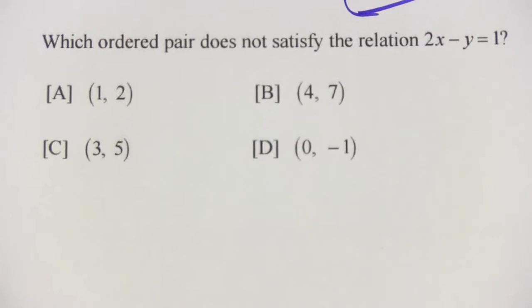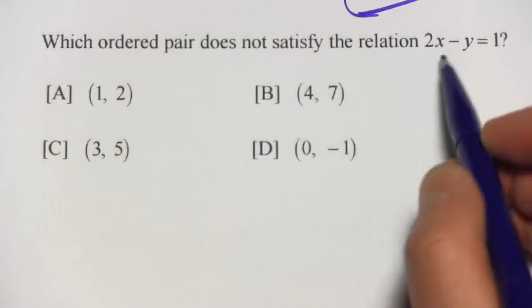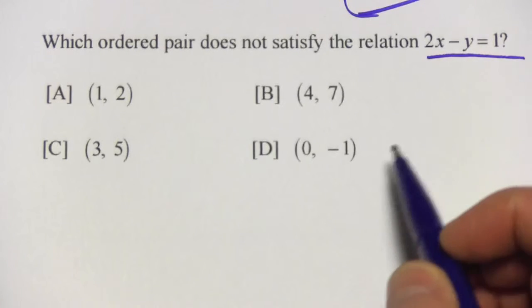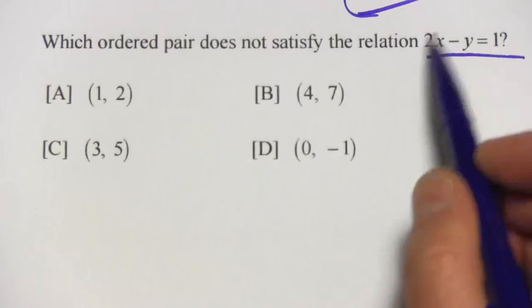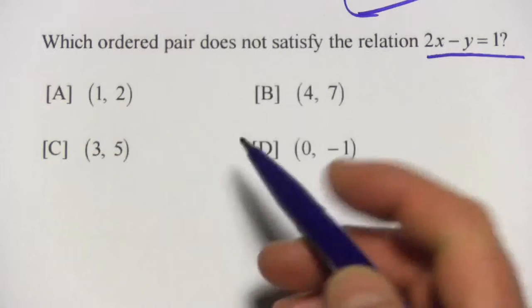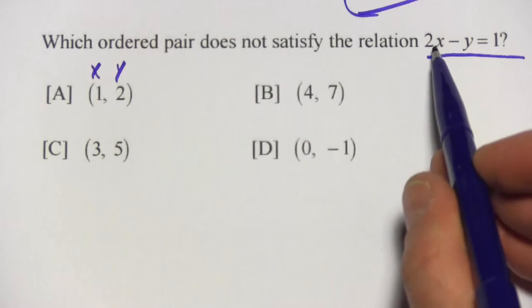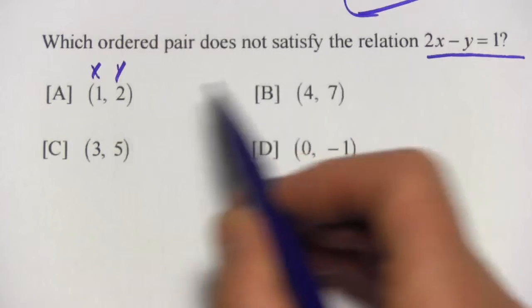Let's try another. So this one says, which ordered pair does not satisfy the relation 2x minus y equals 1? So one of these ordered pairs is not going to come out true. So the way to solve this is to plug each of these in. And remember, the first one's x, the second one's y. So if we did that, we'd plug in 1 for x and 2 for y.